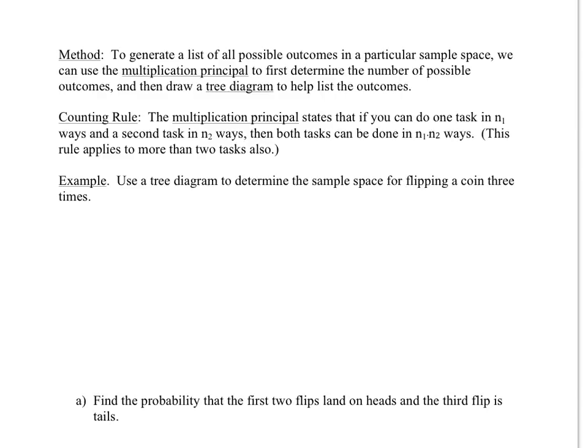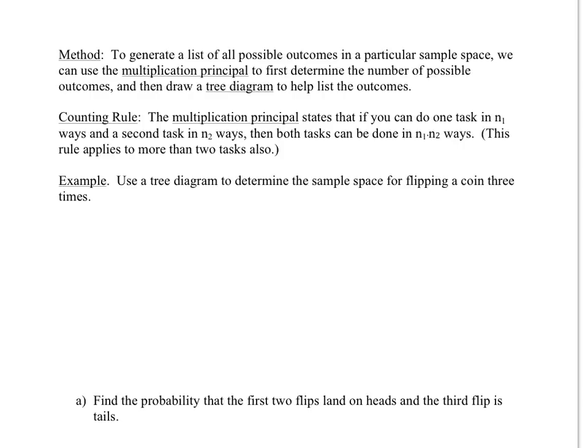Please turn to page 28. Well, now you saw me list out a sample space for rolling 2 dice. And in general, if we want to list out sample spaces, we can apply a multiplication principle. Or we could perhaps draw a tree diagram to help us list outcomes. This multiplication is a counting rule that states if you can do a task in n1 ways and you can do a second task in n2 ways, then both tasks can be done together in n1 times n2 ways.